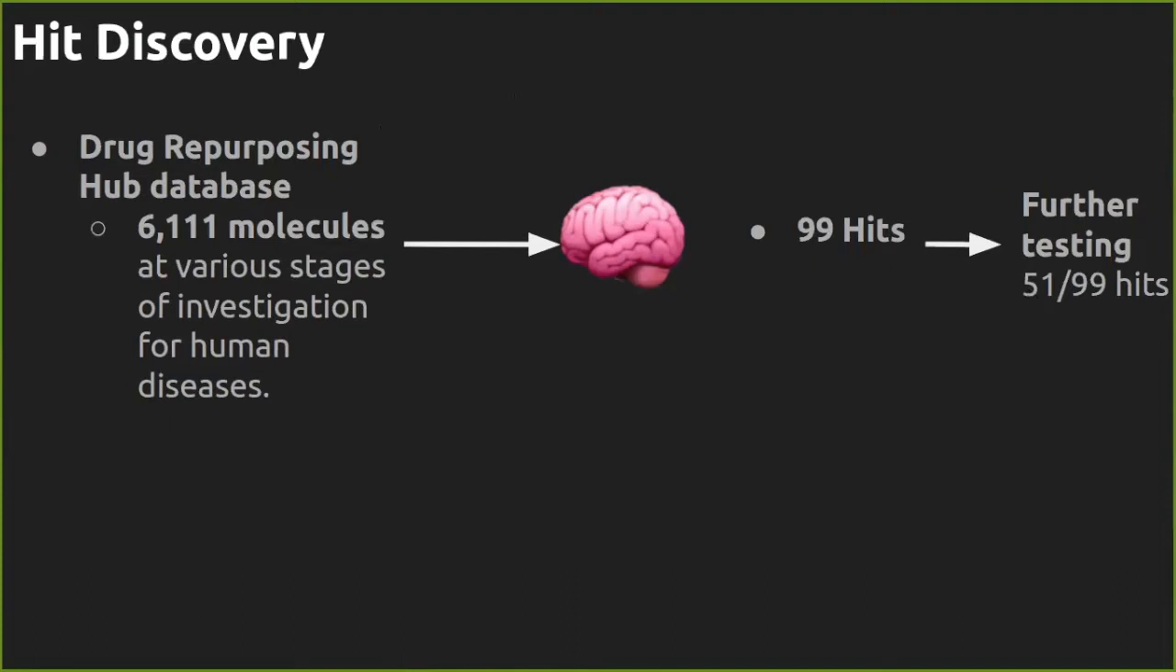Essentially, they ran it through the original E. coli growth inhibition assay and found that 51 out of 99 of those compounds were actually hits, which is an all right hit rate.